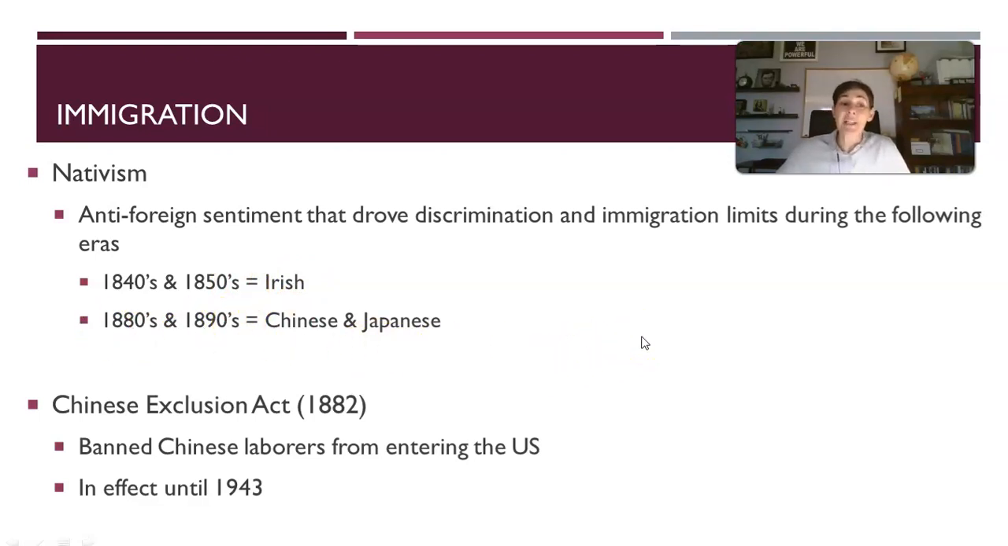Matter of fact, the Chinese Exclusion Act was passed in 1882 that banned all Chinese laborers from entering the U.S. This was in effect until 1943, okay? So we're talking about the middle of World War II, and this is still in effect, unfortunately. So you need to know what this is. Chinese Exclusion Act, you need to know what it is. We're going to talk about it more in class.